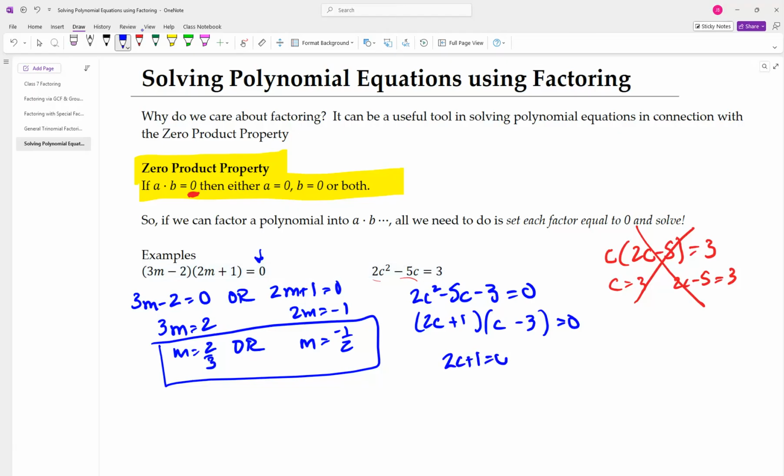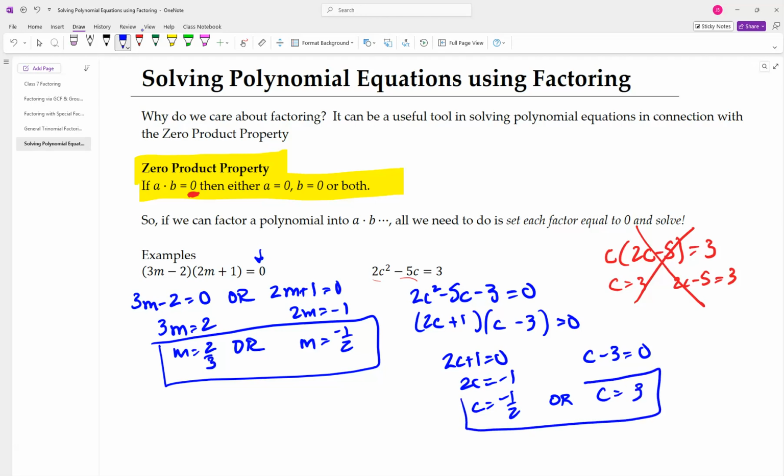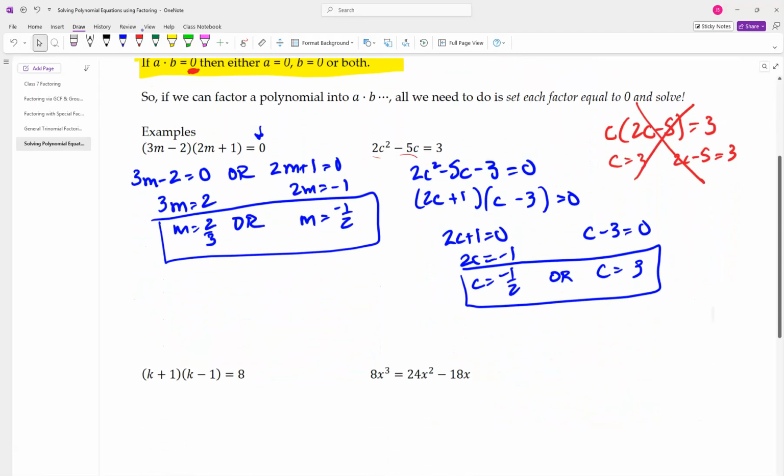Now set each factor equal to 0 independently. 2c plus 1 equals 0. c minus 3 is equal to 0. Solve. So 2c is equal to negative 1, c is equal to negative 1/2, or move 3 to the other side, c is equal to 3. There we go.